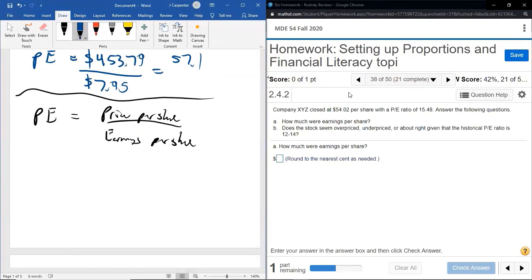So what do we have? We have the PE ratio of 15.48. That again is the left number. So that's where the 15.48 goes. How do I know that's where it goes? Because I read and I paid attention and I put the pieces of the puzzle where they go. Circle goes in the circle, square goes in the square. So 15.48 is the left side. All right, price per share, we also knew it was the $54.02. It was the earnings per share that was the unknown, that's the X.